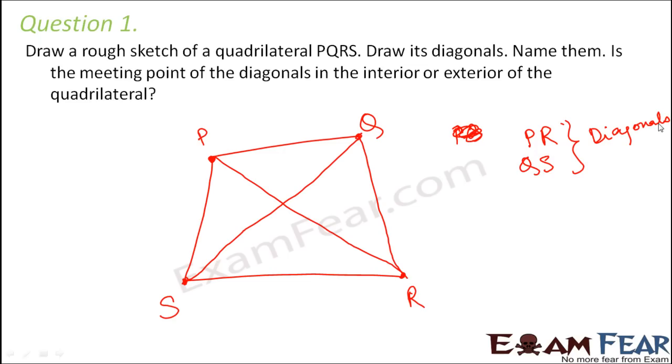Is the meeting point of the diagonals in the interior or exterior of the quadrilateral? Where do the two diagonals meet? They meet at this point. Let us call this point O. So what do you think? O is located inside the quadrilateral or outside? Because this is the quadrilateral, O is definitely located inside. So therefore O is in the interior of the quadrilateral.